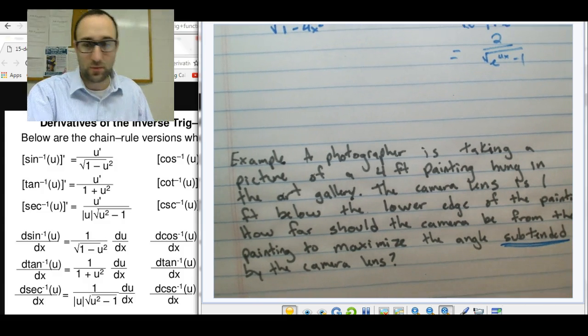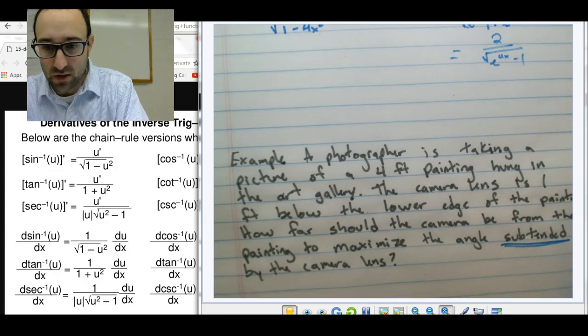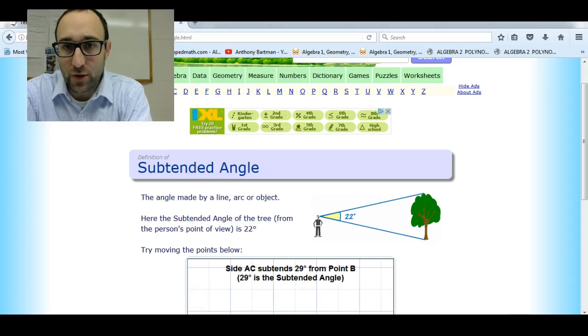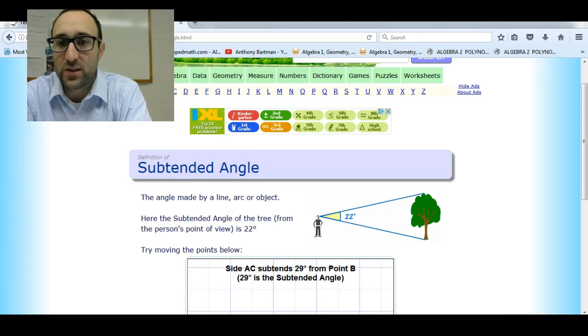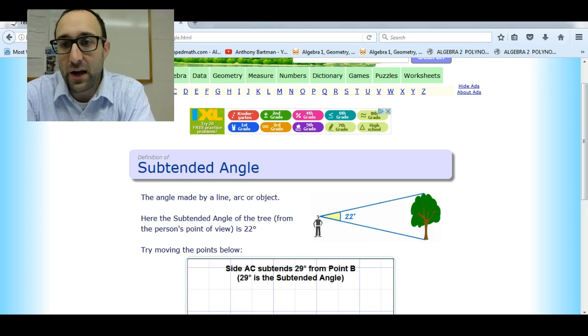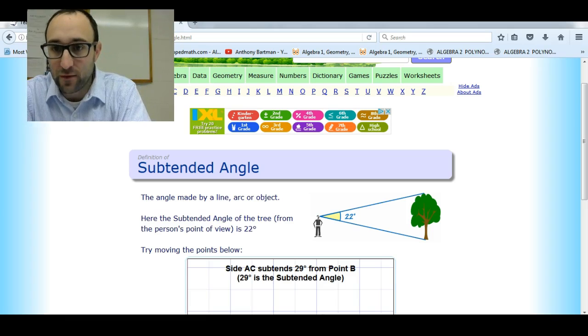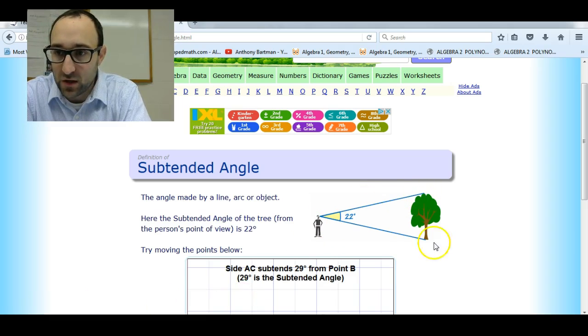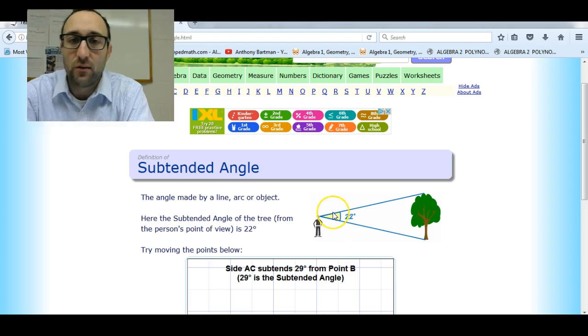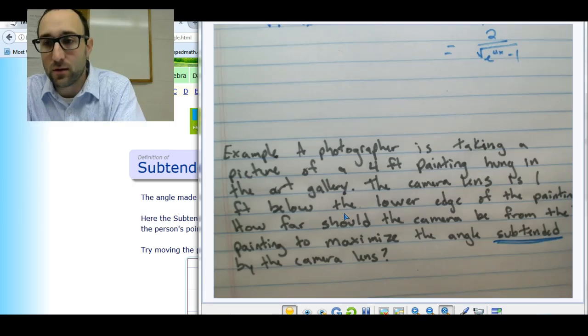That word subtended, you might say, Mr. Bartman, I'm not sure exactly what that means. Well, let's look it up. A quick Google search gets you to here. A definition of a subtended angle: an angle made by a line, arc, or object. Here, the subtended angle of the tree from the person's point of view is 22 degrees. So we're going from here to here. What we're trying to find is the view from the camera lens. That's going to be the subtended angle.